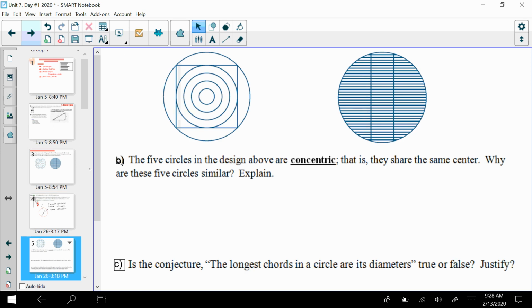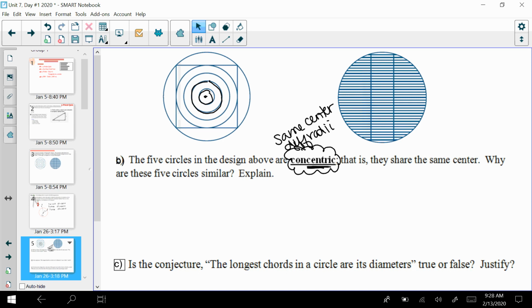Okay, so at the top of page 2, there's a new vocabulary term here that's going to be important in our key concepts. That word is concentric. You can almost see the word center in there. The 5 circles in the above design are concentric. Take a look at these circles. You can almost guess what that word means. That means they share the same center, but different radii, obviously. If they had the same center and the same radius, then they'd be the same circle, so different radii.